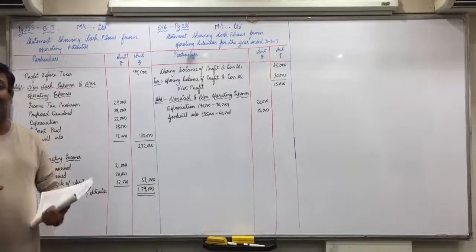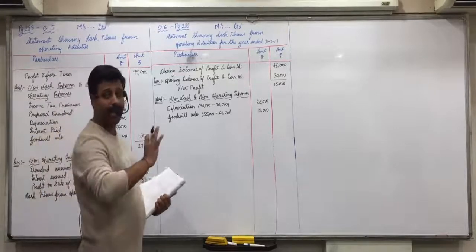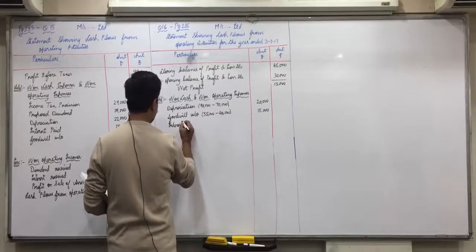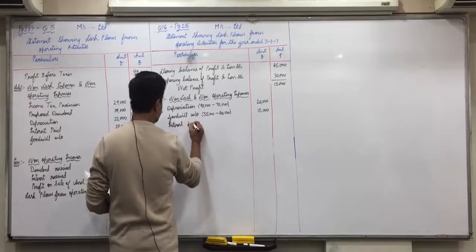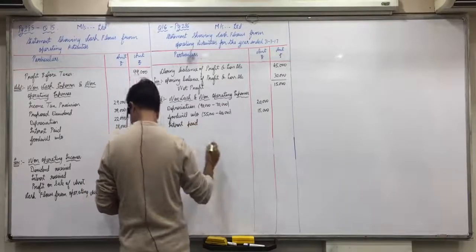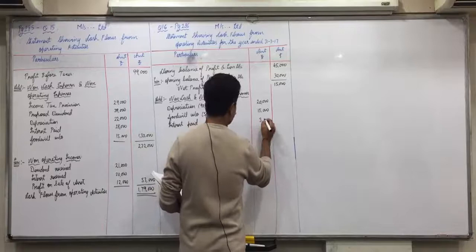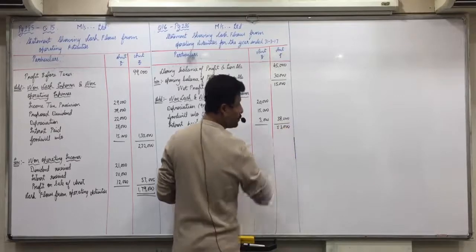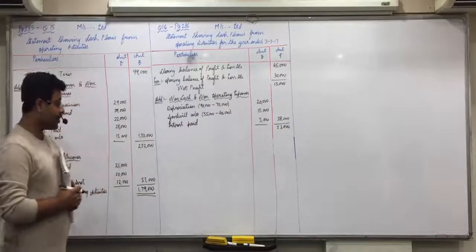Interest paid. Did you understand this? CA, CL items will not be taken into consideration. So directly below the table we have only one item, interest paid, 3,000, so 38,000. Total 53,000. Is everyone clear up to here?